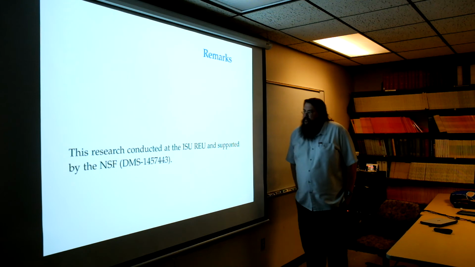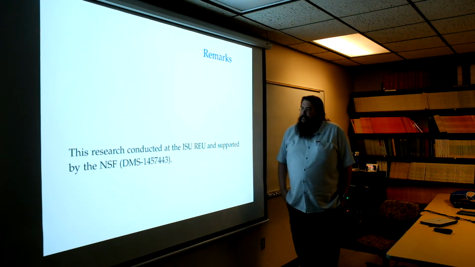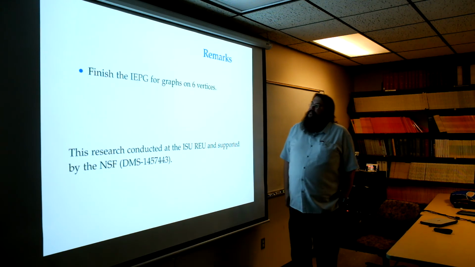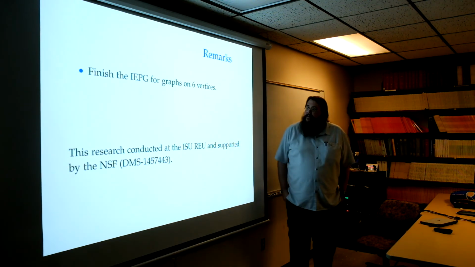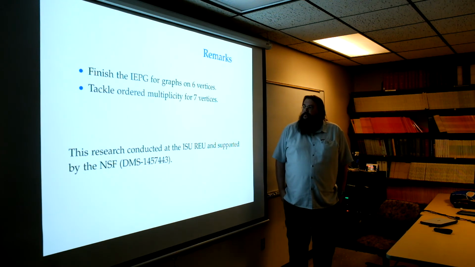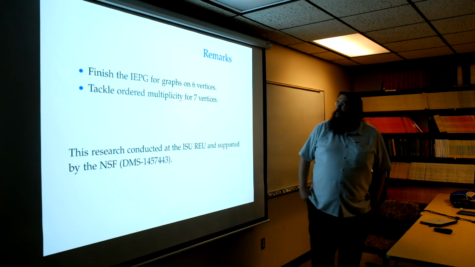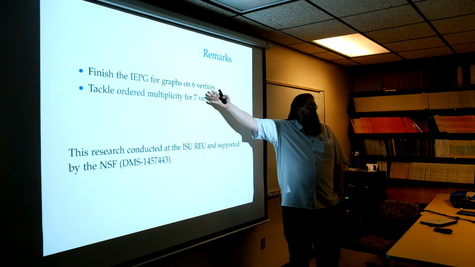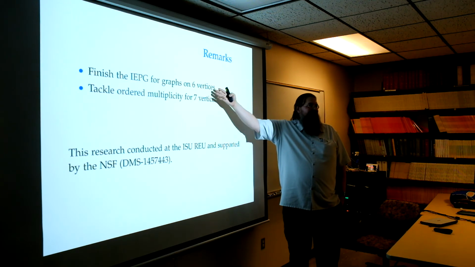Okay, some remarks. This was done at Iowa State for the REU, supported by the NSF. There's the grant number. A lot of stuff still to be done. Of course, there's the inverse eigenvalue problem for graphs on 6 vertices. And you can tackle the order of multiplicity for 7 vertices. Of course, you can imagine that every year you increase by 1. If you did 6, do 7, and so forth and so on.